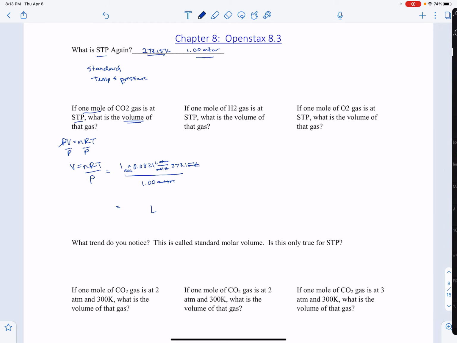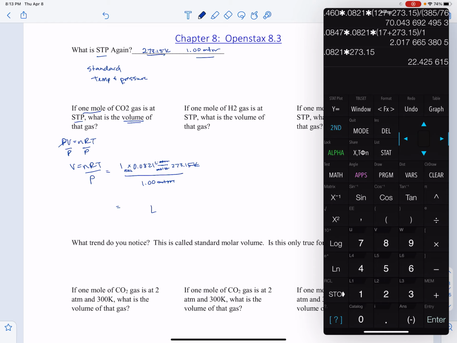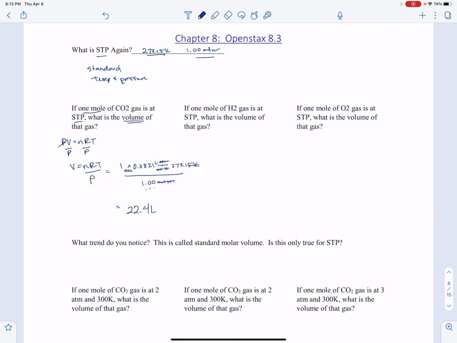And I'll throw that in the calculator. 0.0821 times 273.15. 22.4, because I have 1, 2, 3 sig figs in several places. That's the volume of that gas. Now, go ahead and solve it yourself for the other two equations and pause the video while you do that.